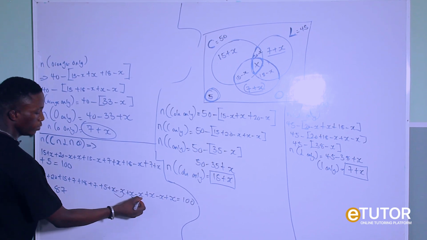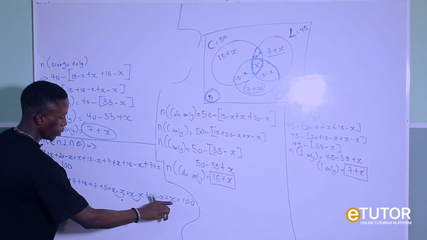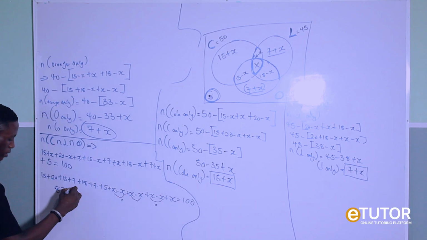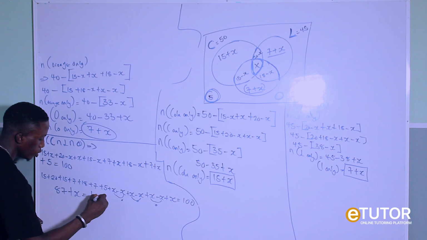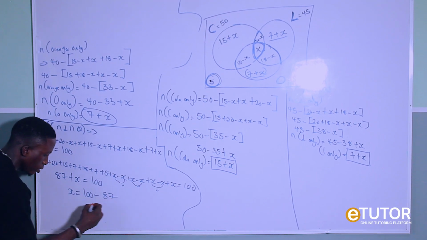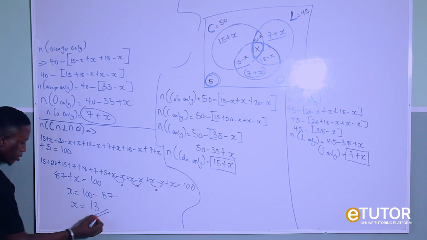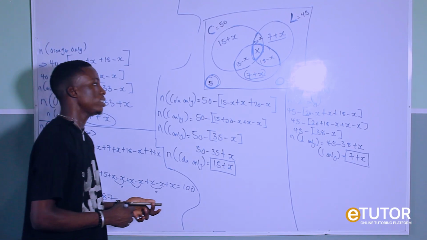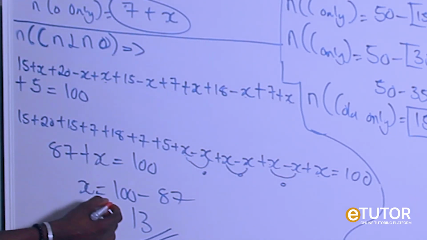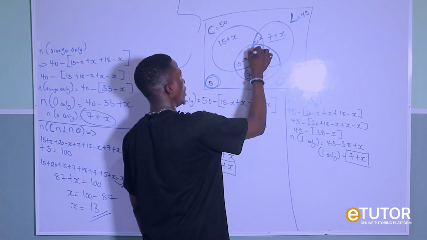And we have x minus x gives 0. So x minus x also gives 0. So x minus x also gives 0. So we are left with just one x. So we have 87 plus x equals 100. So my x is equal to 100 minus 87, that will give 13. So the value of x is equal to 13. So that means the number of people that liked all 3 drinks is equal to what? 13. That is the value of x on these Venn diagrams.